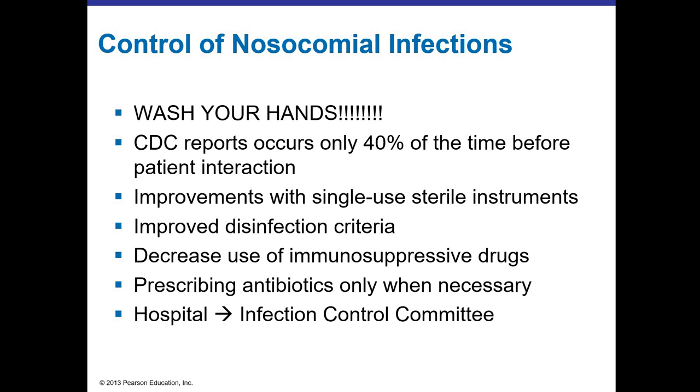How do we control nosocomial infections? Some of the answers are simple. Wash your hands. The CDC reported that only 40% of the time were healthcare professionals washing their hands before patient interaction. Now, this has become easier. Once upon a time in older hospitals, you had to go into the patient's bathroom to wash your hands or go to the nursing station. New hospitals now have hand washing stations as soon as you walk in the door, as well as usually hand sanitizers. So these are helping control nosocomial infections.